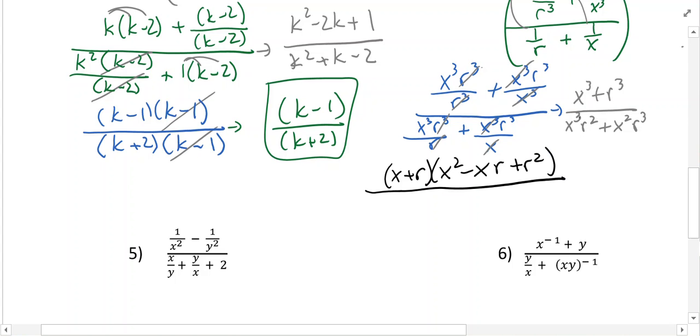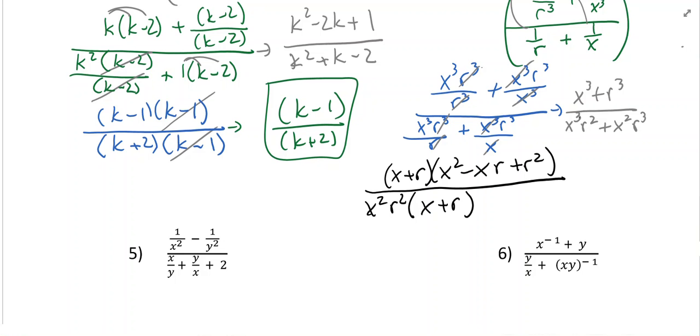So again, this is a sum of cubes. On the bottom, you have to ask, is there anything that you can factor out of them? And you can. They have a GCF of x squared r squared. So you're going to factor out the x squared r squared. When you factor that out here, you're left with x. From the second term, when you factor that out, you're left with plus r.